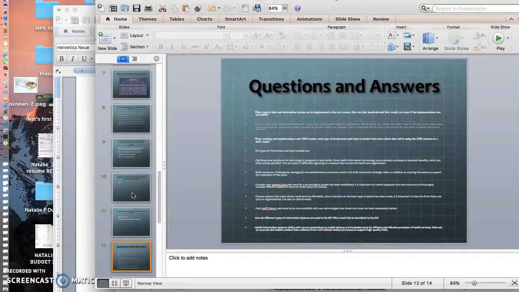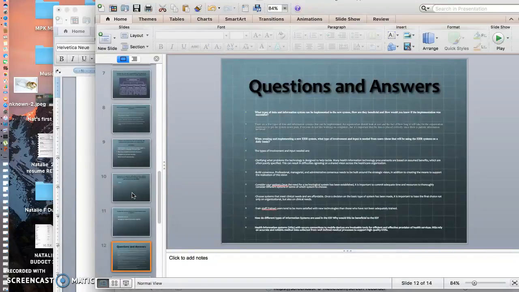When creating, implementing a new EHR system, what types of involvement are done? Okay, so the types of involvement include clarifying the problem, building consensus, considering options, choosing the systems, training staff.